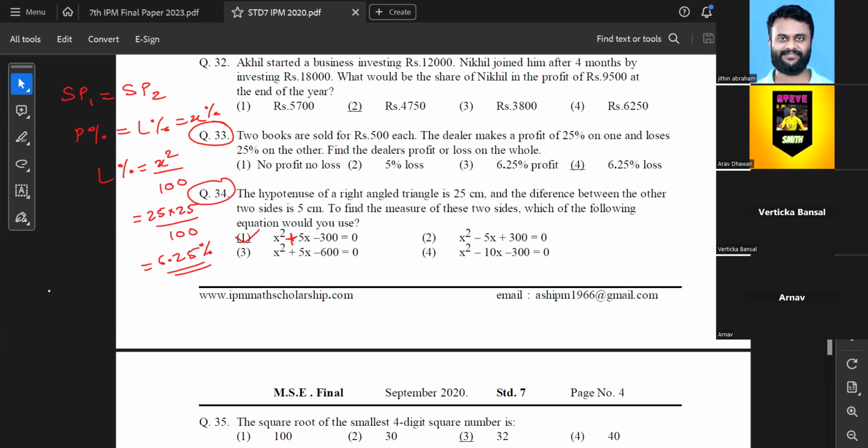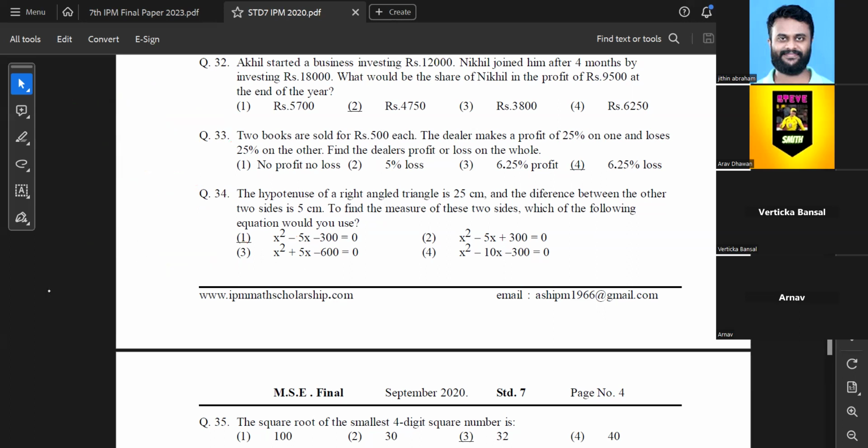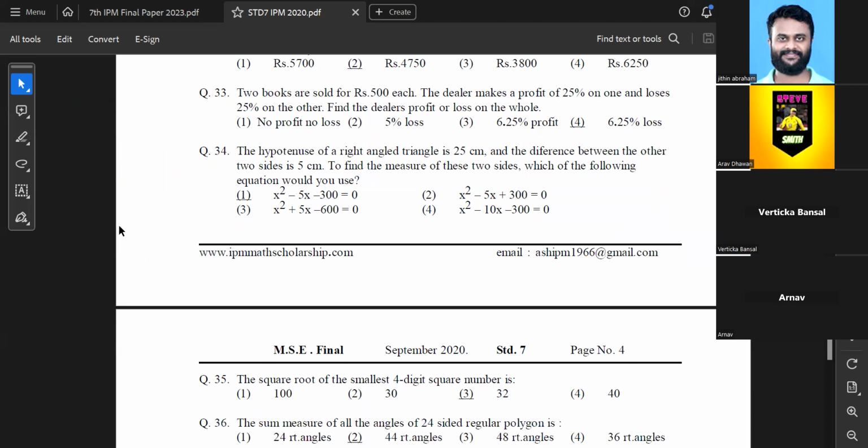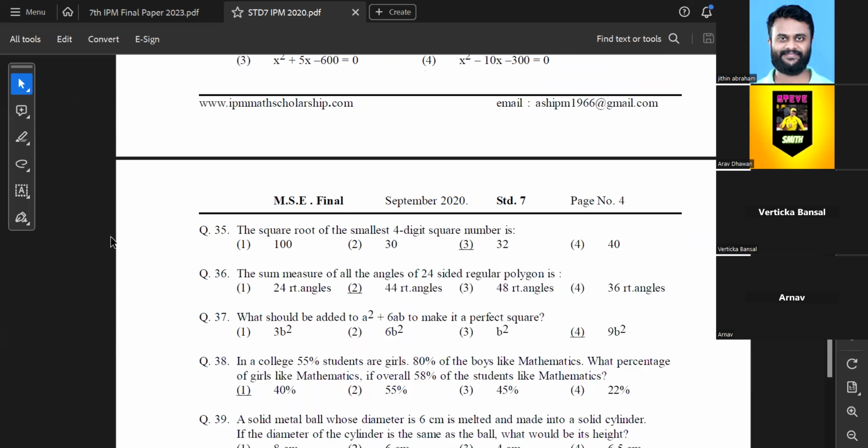Let's proceed further. So, the square root of the smallest four-digit square number is how much?